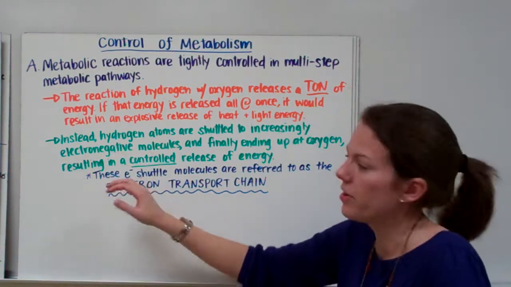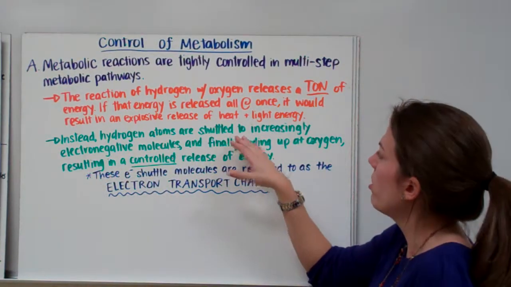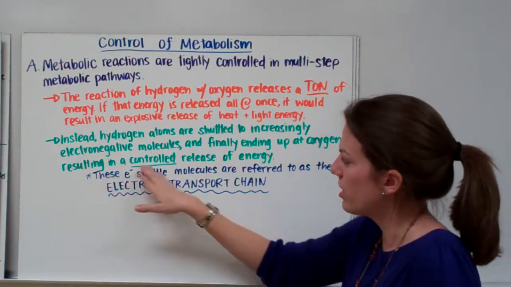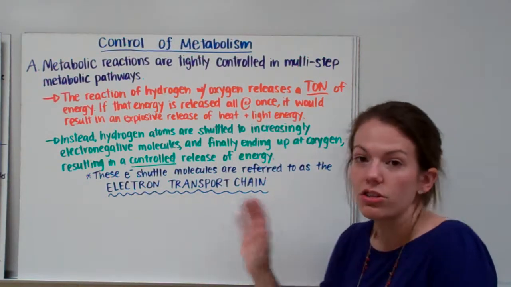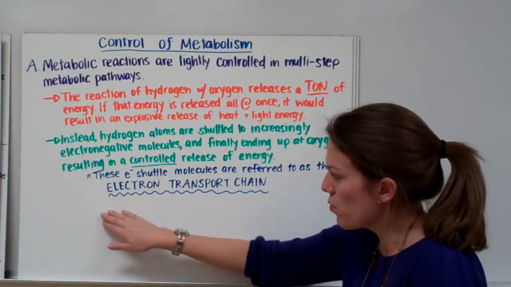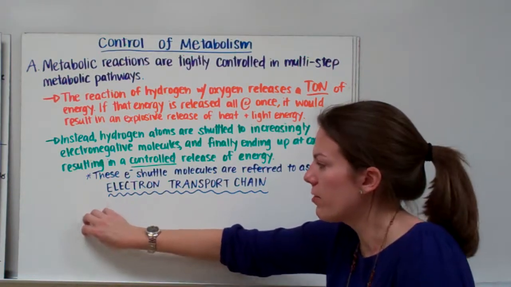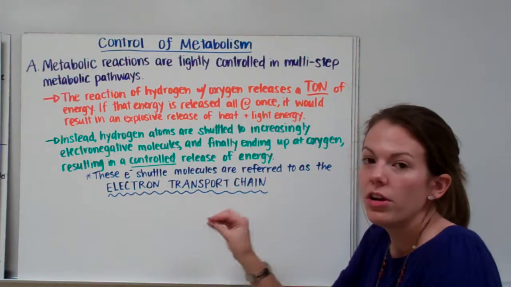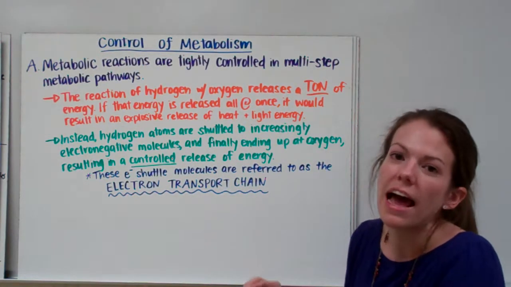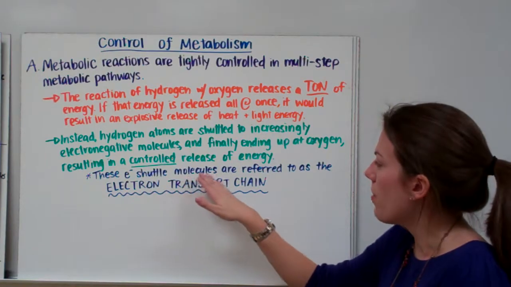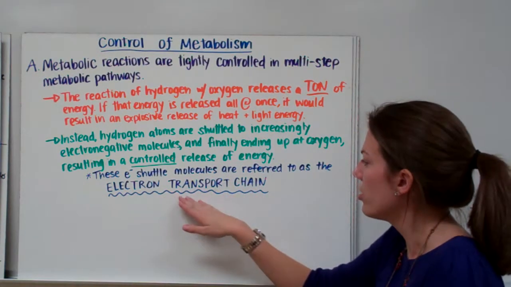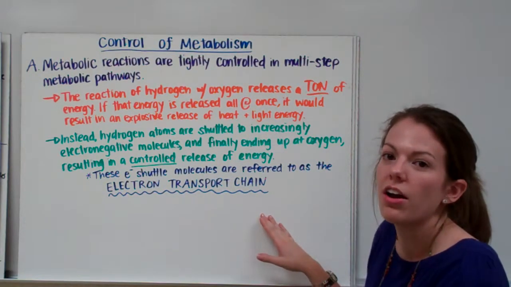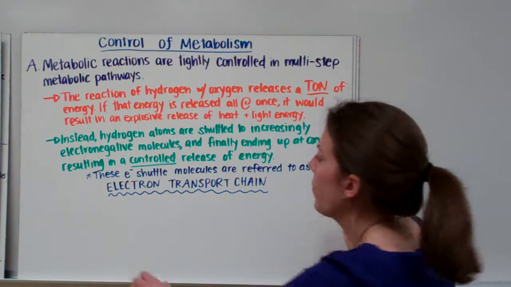Instead of our cells doing that, hydrogen atoms are shuttled to increasingly electronegative molecules, finally ending up at oxygen, resulting in a controlled release of energy. Just like we saw in the previous slide, we're not moving our electrons directly from hydrogen to oxygen. We're shuttling them from one molecule to another, so we release a little bit of energy at each step. These electron shuttle molecules are referred to as the electron transport chain, and you're going to learn more about it in the video on aerobic cellular respiration.